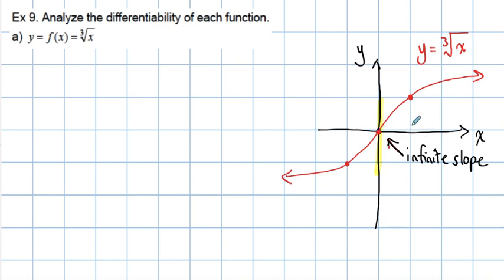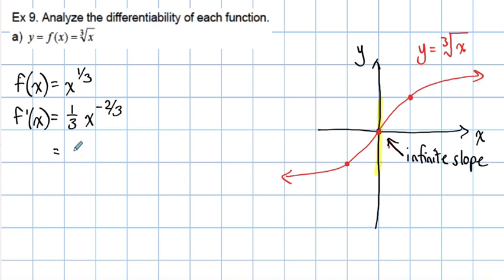But what if you didn't want to graph it? What if you didn't have a graph to think about? Well, we can analyze the differentiability by looking at the derivative of the function. First, I might want to write this as something easier to find the derivative of: f(x) = x^(1/3). The derivative of this function is going to equal 1/3 times x^(-2/3), which is the same as writing 1 over 3x^(2/3).